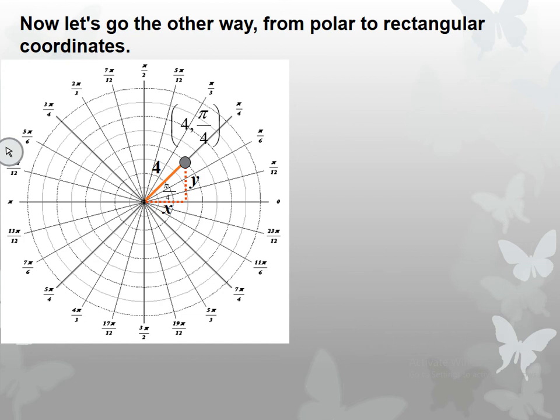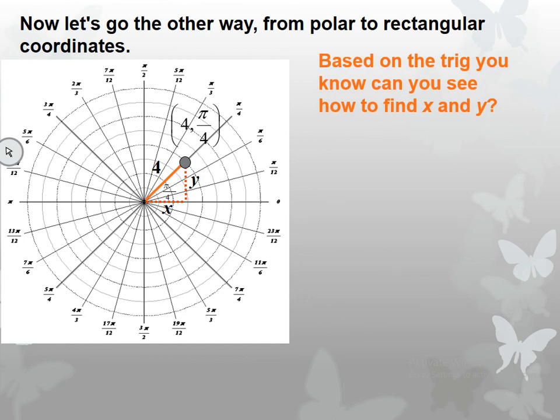Okay. All right. So now let's do it the other way. If we can go from rectangular to polar, we should be able to flip the script and go polar to rectangular. I think this is much easier, much quicker. Okay. So this is based on the trig. You can see how we can come up with y and x, okay? This angle in here is pi over 4, okay?